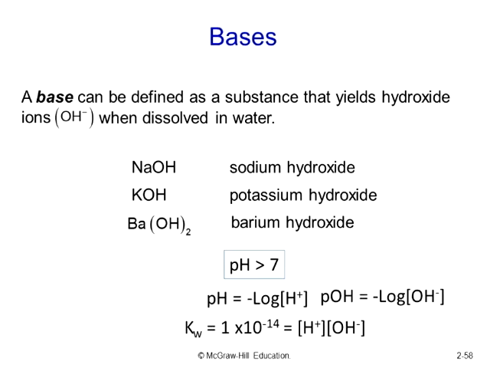What about bases? A base can be defined as a substance that yields hydroxide ion when dissolved in water. And we show you some common bases here. A characteristic of a base is that pH is greater than 7. We can also calculate the pH of a solution of a base by converting the hydrogen ion concentration to the hydroxide concentration, or vice versa, and using the pH equation, minus the log of H plus, or for bases we can calculate a pOH and subtract it from 14 to obtain the pH.